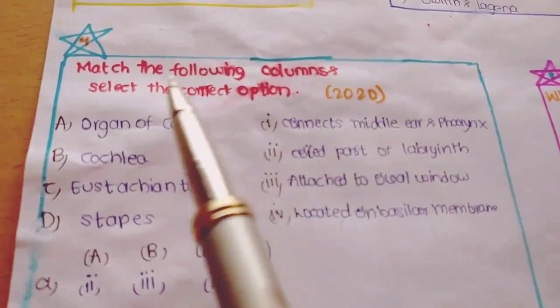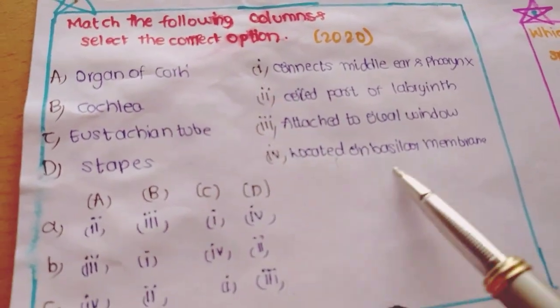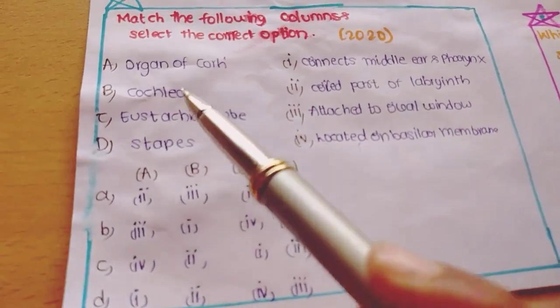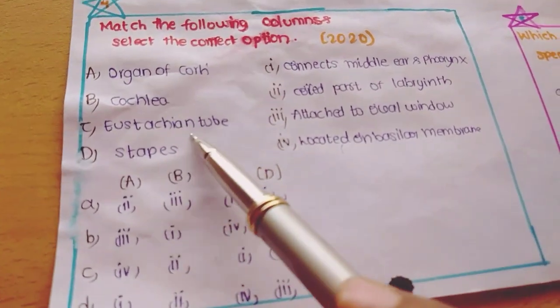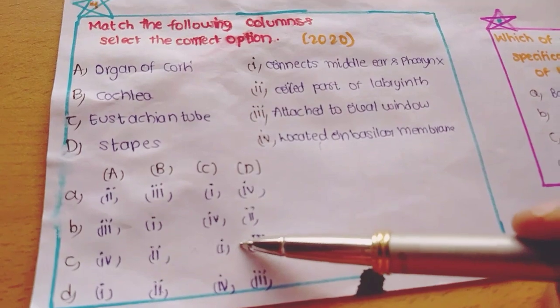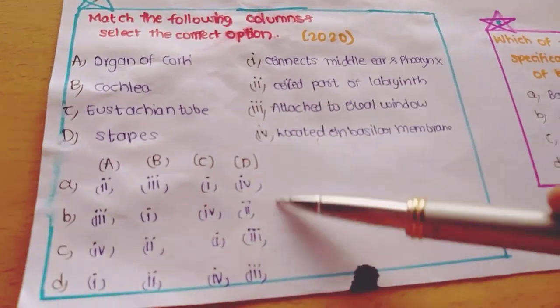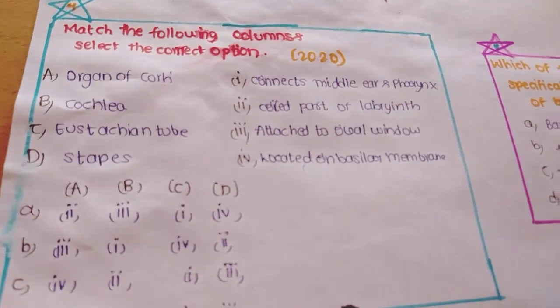Match the following columns and select the correct option. Organ of Corti is located on the basilar membrane, so A is 4. Cochlea is the coiled part of the labyrinth. B is 2, the eustachian tube connects the middle ear and pharynx. C is 1, the stapes. The stapes is attached to the oval window. D is 3. So the correct option is C, and this question was asked in NEET 2020.